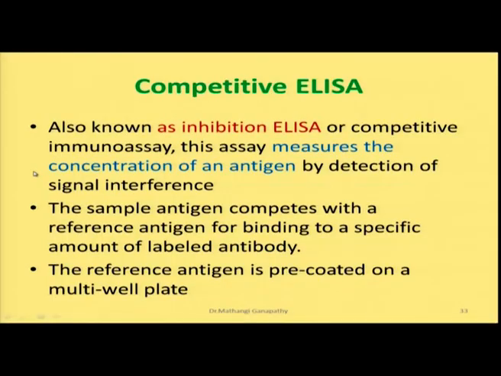In competitive ELISA, also called inhibition ELISA, we measure the concentration of the antigen by detection of a signal interference, meaning the signal gets interrupted. The sample antigen competes with the reference antigen for binding to a specific amount of the labeled antibody. So, what happens is that you have a labeled antibody against the antigen and you have a reference antigen. Your sample antigen, which has been isolated either from the clinical sample or from the food sample, will compete with the reference antigen for the same site on the labeled antibody.